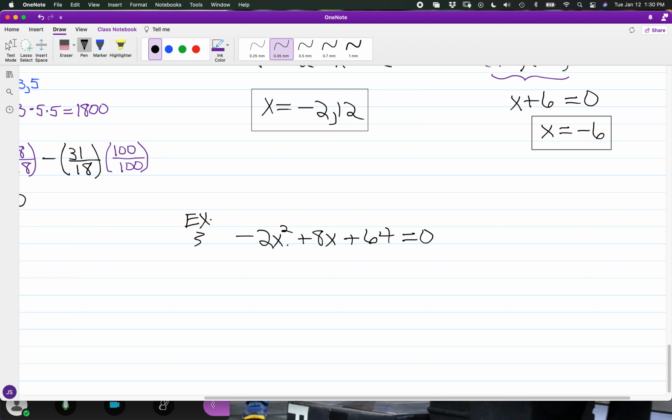And what I can do here, we have even coefficients, and I want to be able to work with x squared and not have a negative in the trinomial. So you can either divide by negative 2 or factor out negative 2. Now let's say if I factor out negative 2. So negative 2 into negative 2x squared is going to be x squared. Negative 2 into 8x, okay, so this will be a negative 4x. And negative 2 into 64, that's going to be a minus 32.